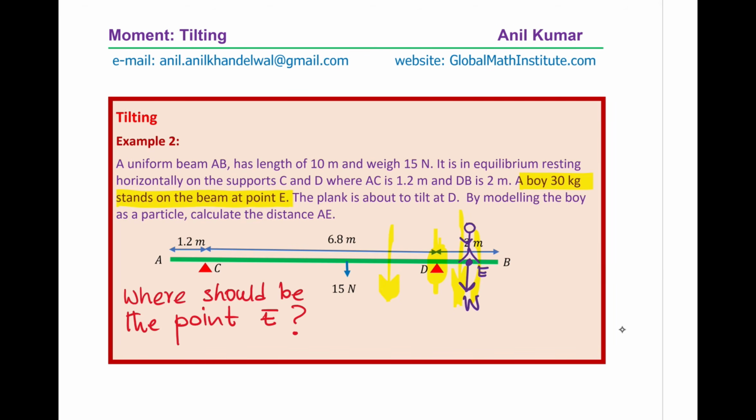So the weight of the child will now be placed here, correct? We are given the mass 30 kg, right? A boy of 30 kg stands on this beam, and so this is 30 g. Now it becomes easy. We have to model this as a particle and find the distance A to E. This is what we need to find.